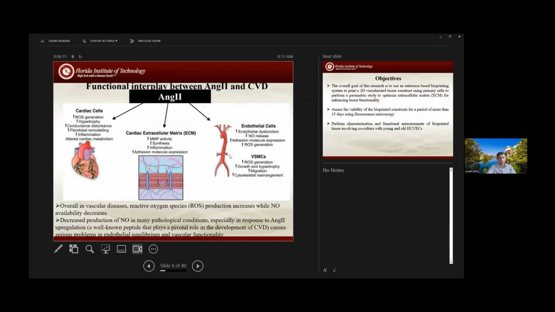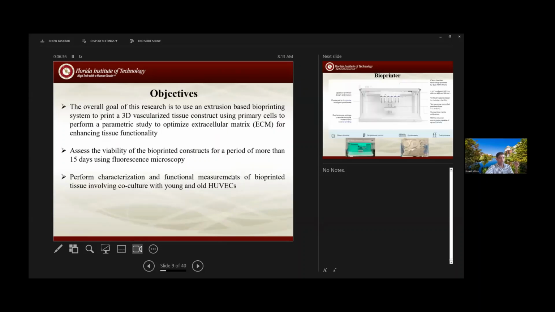So as I mentioned, in vascular disease, ROS production will increase and your NO availability is going to decrease. And this is how you could see that angiotensin 2 can lead to problems with cardiac disease. So you have to maintain the balance between NO and ROS production. So that's the background and motivation for looking at cardiovascular disease.